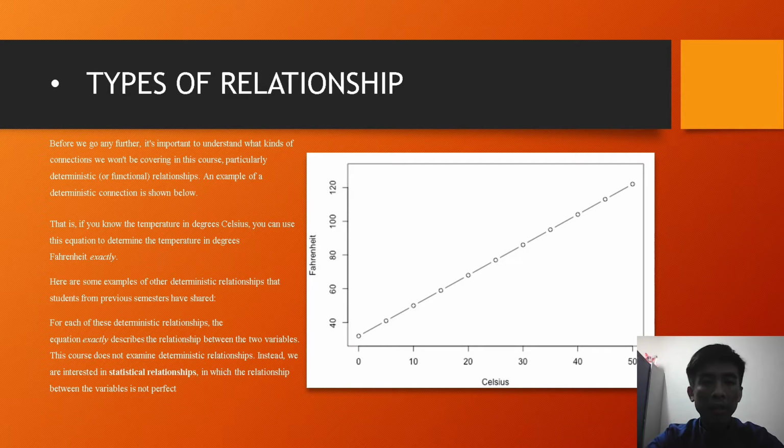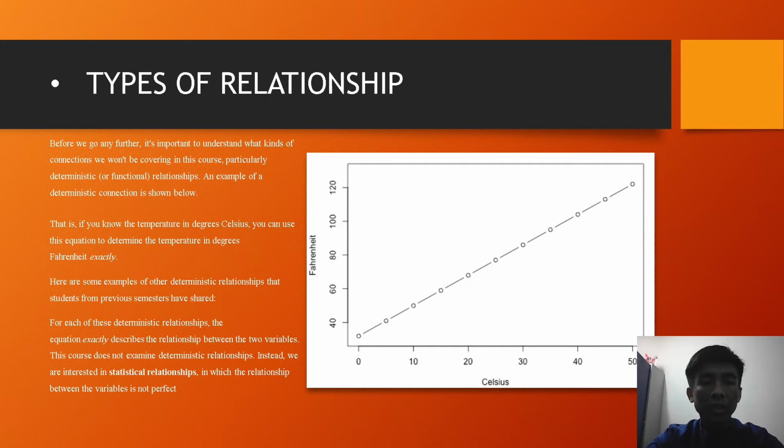Then, types of relationship. Before we go any further, it's important to understand what kinds of connection we want to cover in this course, particularly the deterministic or functional relationship. An example of a deterministic connection is shown below. If you know the temperature in degrees Celsius, you can use this equation to determine the temperature in degrees Fahrenheit exactly.